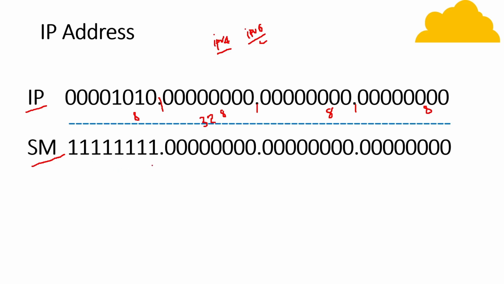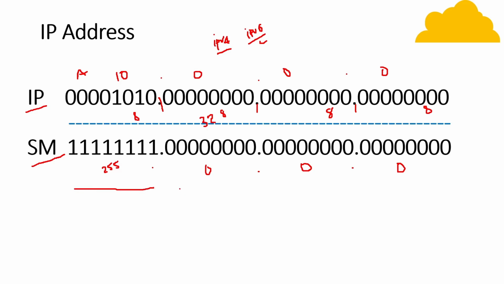This subnet mask is the one which decides how many hosts and how many networks can be created using a particular class of IP address. So in this case, this is a class A IP address, and if I write this particular IP address in terms of decimal, this will be the 10.0.0.0 network. And this subnet mask is 255.0.0.0.